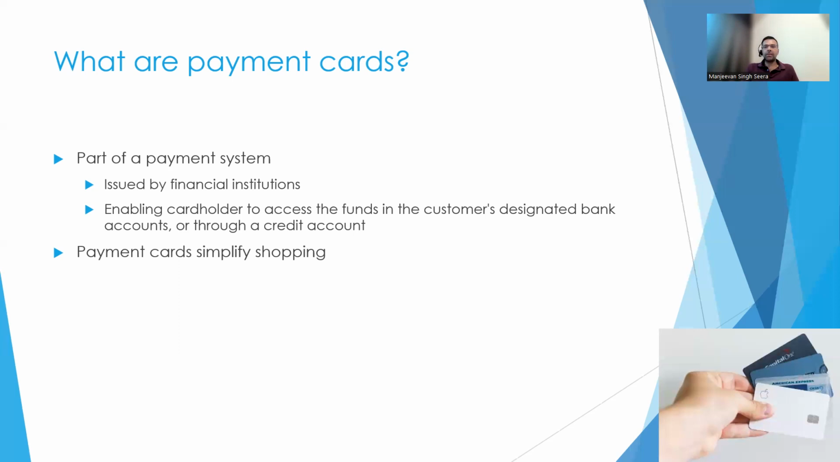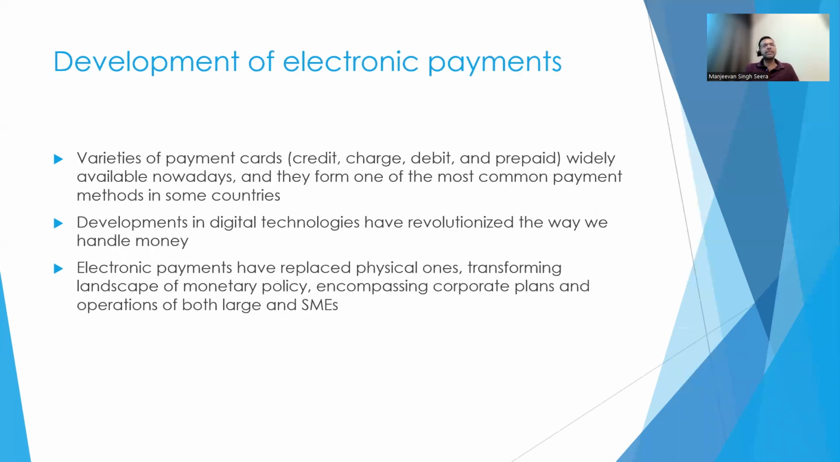And these payment cards are made up of credit, debit, and also prepaid cards. So there are three main types. And why do people like to use payment cards? It basically simplifies shopping and many other transactions. How have electronic payments developed over the past years? Like I mentioned in the previous slide, credit, debit, prepaid, and also charge cards are widely available today as compared to many years ago. And these cards are one of the most common payment methods in a number of countries.